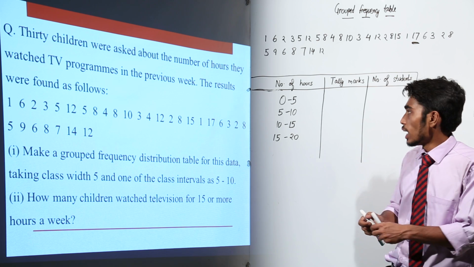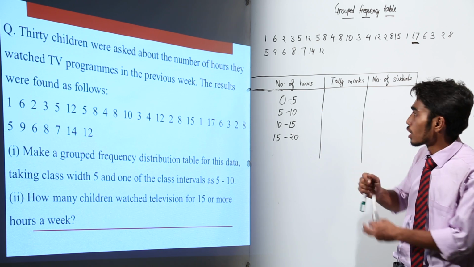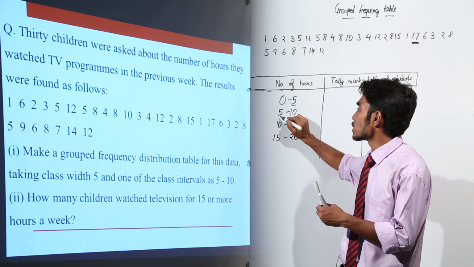Now you can see that the upper class limit is 5 here and the lower class limit is 5 here.